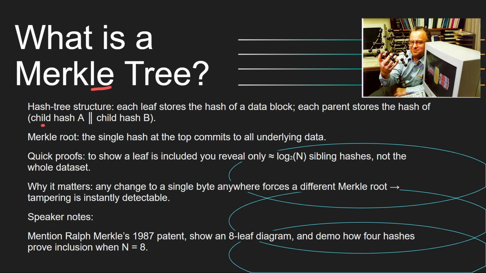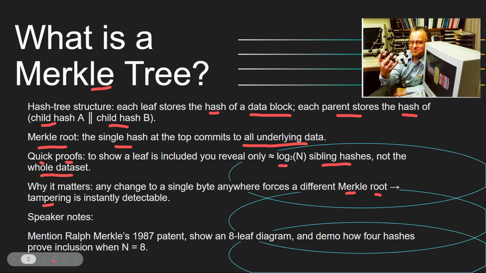The idea is that child hashes are combined to create a parent that stores the hashes of the children. So each leaf stores the hash of a data block. There is a single NFT. The Merkle root, the single hash at the top, commits to all underlying data. So also you can make quick proofs. So you can use log base 2 of n sibling hashes, not the whole dataset. Why does it matter? Because any change in a single byte anywhere forces a different Merkle root.